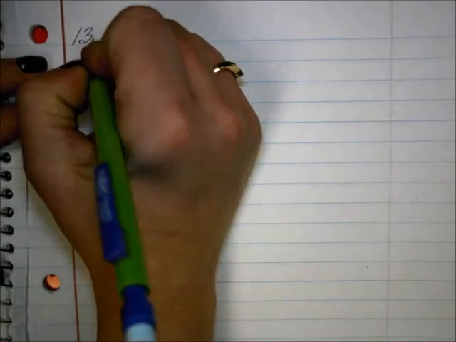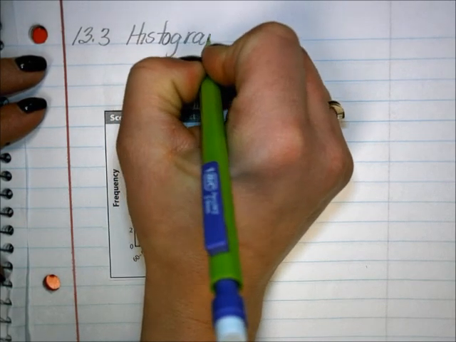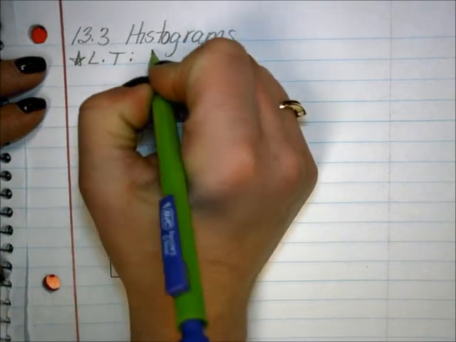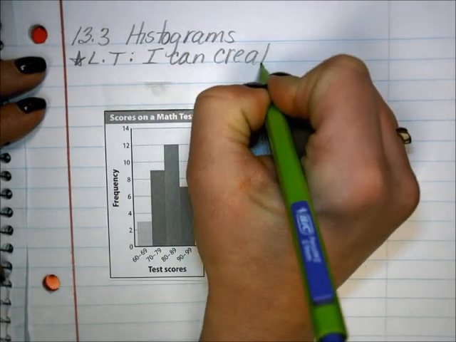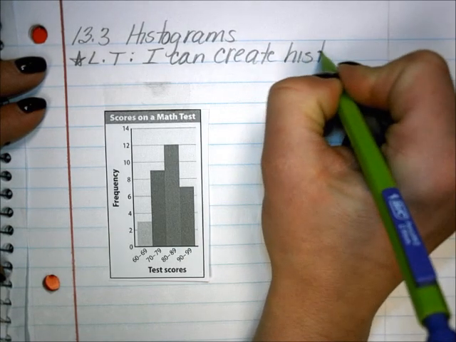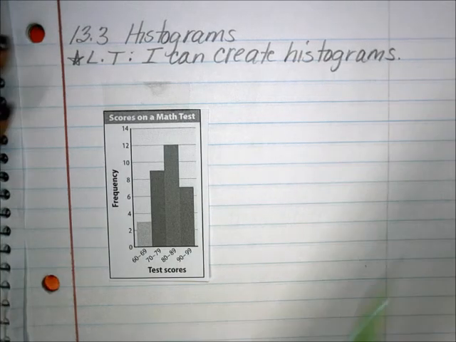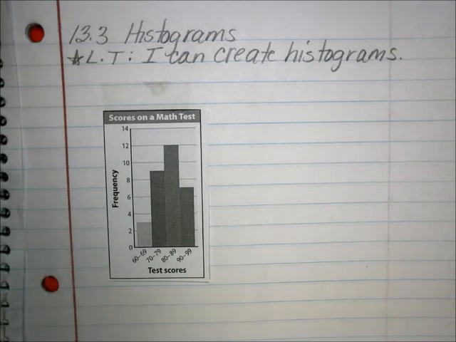Okay, so starting section 13.3 about histograms today, we need to get our learning target down. The learning target is I can create histograms. Now, we are going to have to learn more about histograms and calculate some statistical data from histograms eventually, but today we're just going to focus on the creating and the reading of histograms.